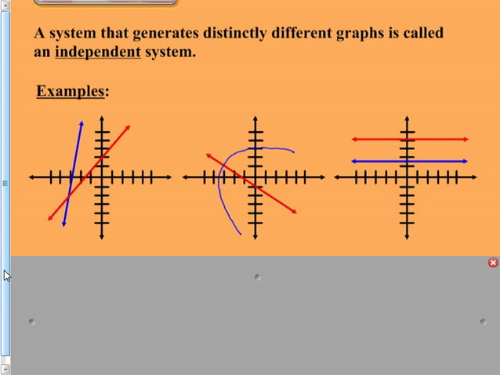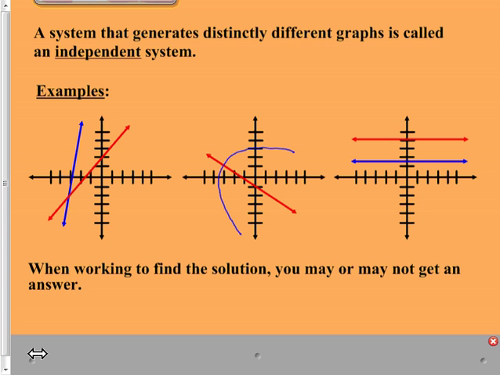Now, all we're simply saying with an independent system is that when you graph your particular system, you end up with two equations, two graphs that can be distinguished from each other. Not to say that they have to be different types of graphs. They can be two linear equations, like the one on the left. Could be a linear equation and a parabola of some kind, in the one in the middle. Could be two parallel linear equations like the one on the right. The point is that in all cases, we have two distinctly different graphs.